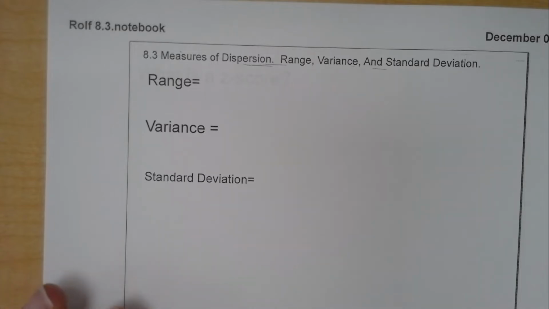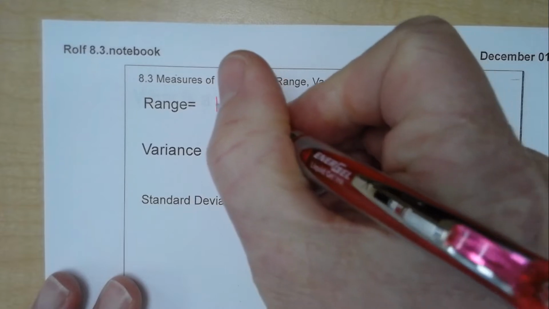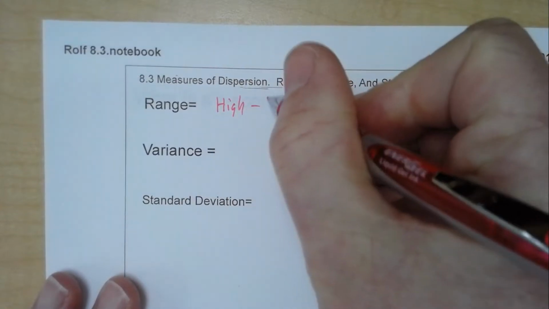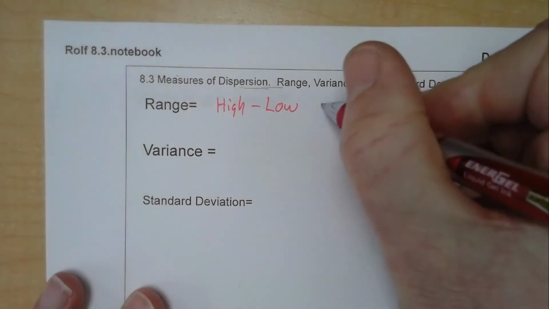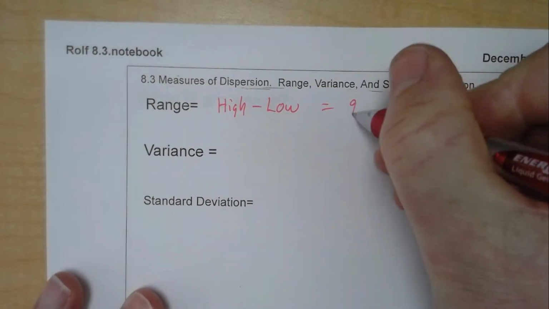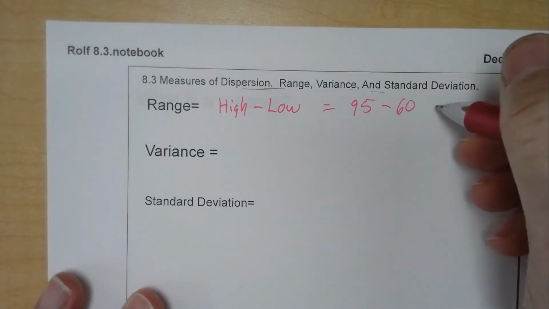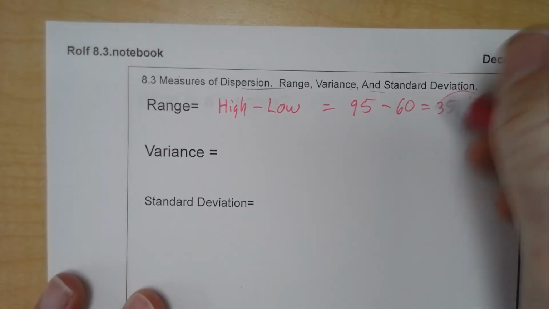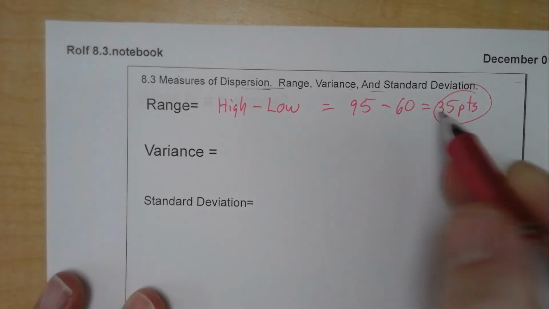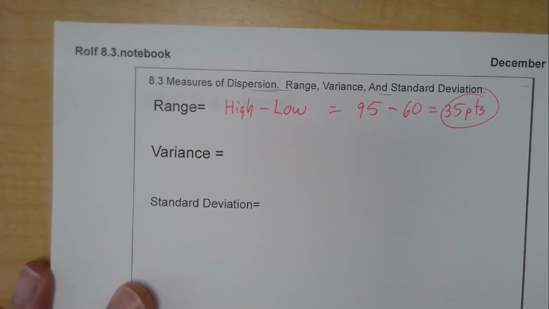The first way is just the range, which is the largest number minus the lowest. So if the highest score on the quiz was a 95 and the lowest score was a 60, then the range would be 35 points, or 35%. So you just do the high minus the low. That's easy.